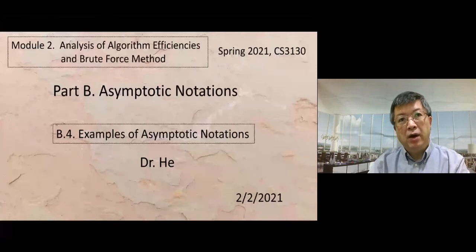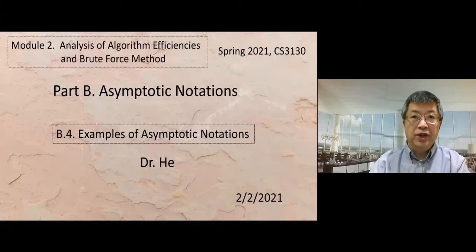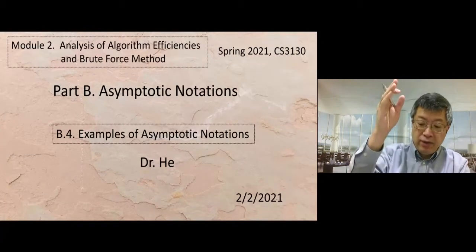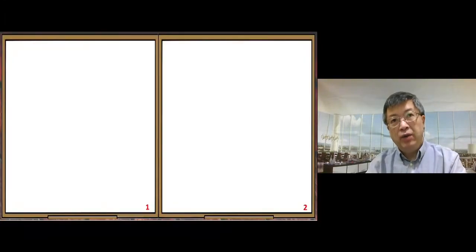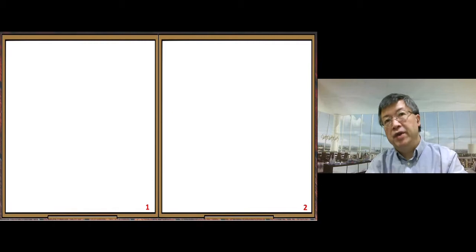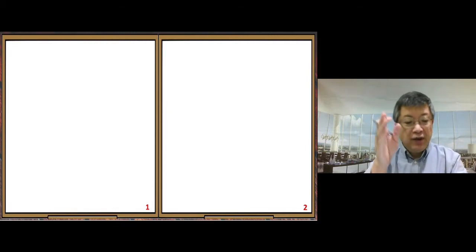Video of this part, B.4, examples of asymptotic notations. In this part, I will give you several examples. When we start, let's look at a very simple example.